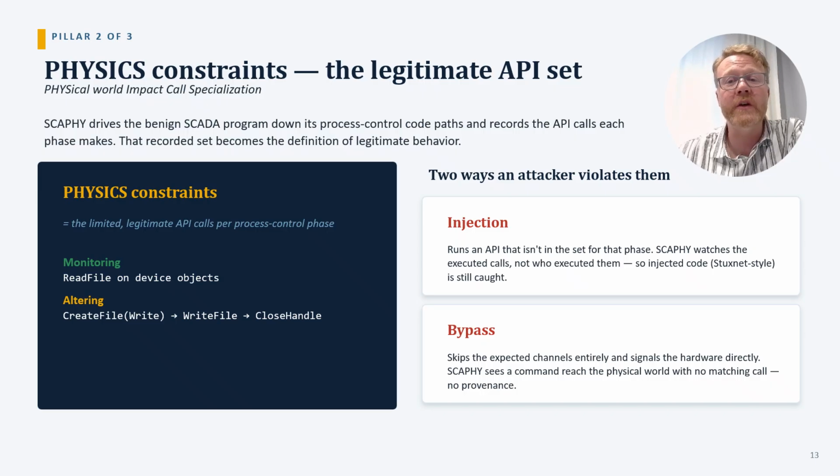The key word here is specialization. Out of the huge space of APIs a program could call, only a limited, specialized subset is legitimate for controlling the physical world in a given phase. Everything outside that subset is suspect. An attacker breaks the constraints in two ways: injection, which is a call that doesn't belong in this phase, or bypass, which is going straight to the hardware with no proper call at all. The bypass case is where the third pillar, S cubed, becomes essential, which is where we go now.